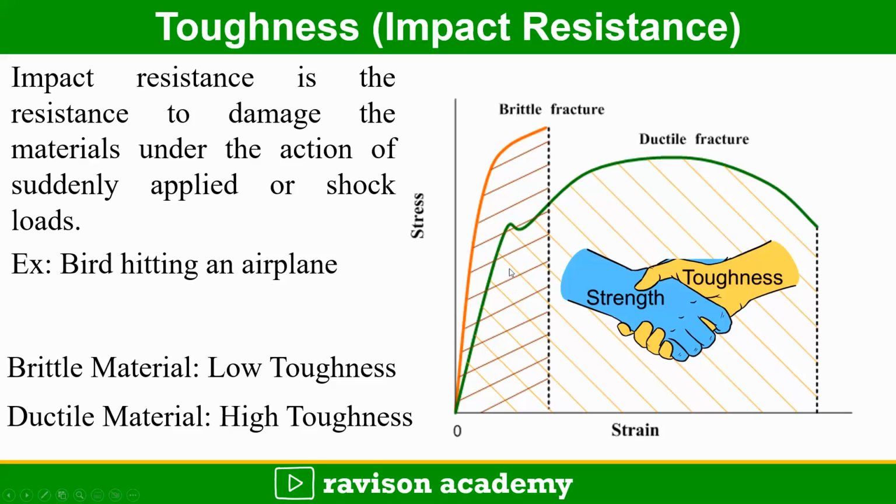So in this curve, you can see the stress strain curve of a brittle material and a ductile material. The ductile material has the larger area, so it forms the combination of strength and toughness, but the brittle material is very less tough.